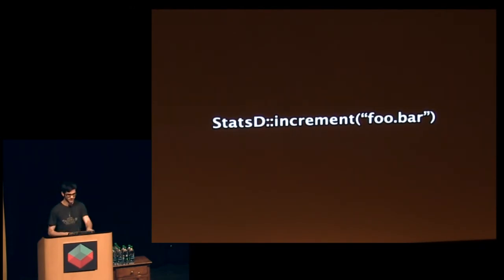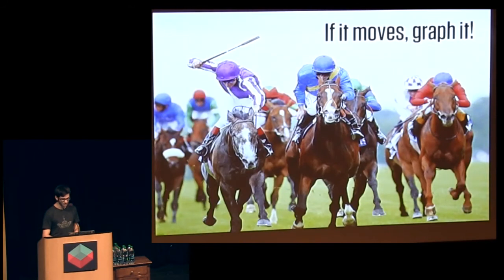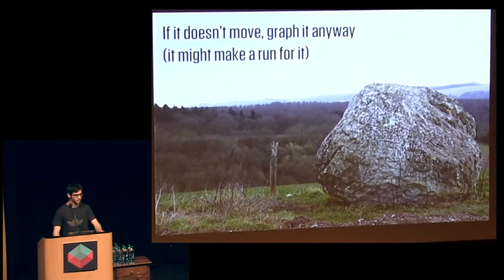To get the graph I had before, I had the code that produced the log file, and instead of writing to a log file, I just call this, and then I get that graph. So we make it very easy for our engineers to do these things. And the philosophy that we subscribe to is: if it moves, graph it. Anything that moves, graph it. We want the entire network to be potentially viewable. And if it doesn't move, you graph it anyway, because it might one day move and become relevant, right?